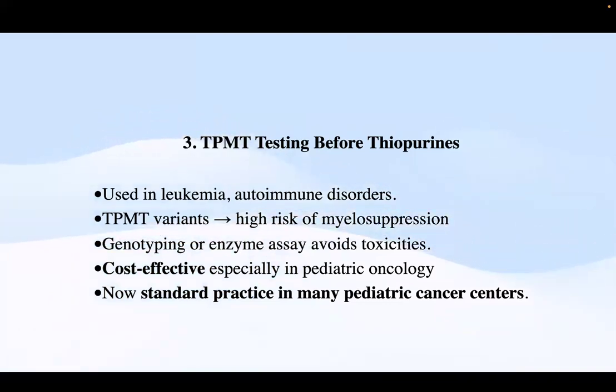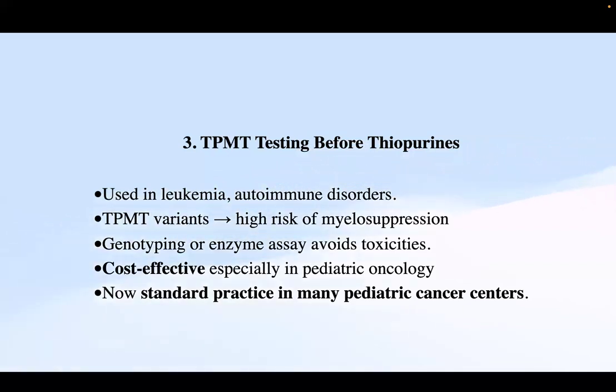So basically, this is used in leukemia or any kind of autoimmune condition where thiopurines are being used. TPMT is a phase 2 enzyme which is responsible for metabolizing drugs like thiopurine and 6-mercaptopurine. If a TPMT variant is present, there is a very high risk for myelosuppression, right? That is the exact mechanism that a pediatric cancer hospital in the United States is working on, right?